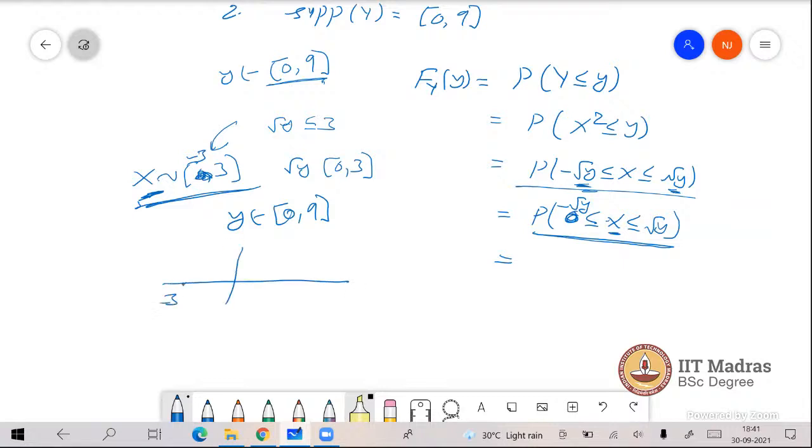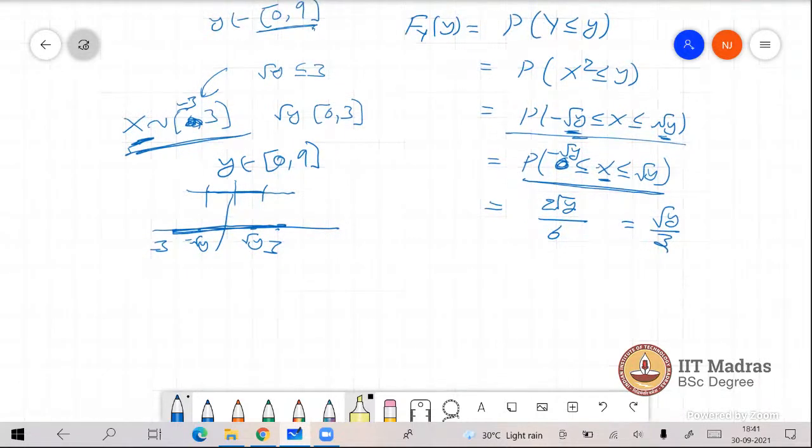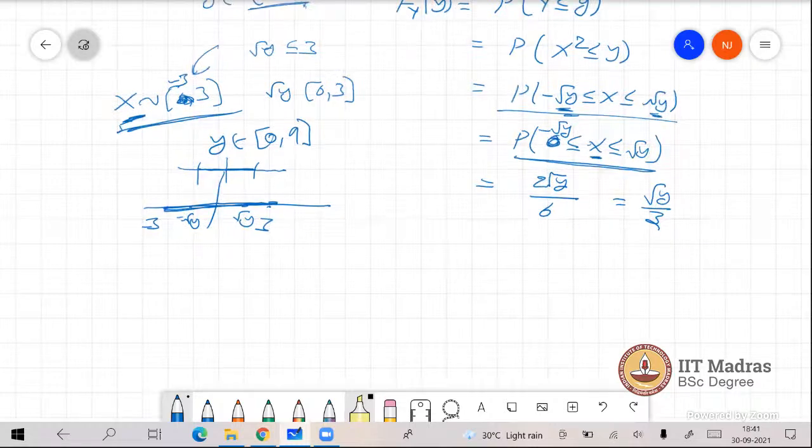Here it is minus 3, and this is your PDF curve, and somewhere root y here, minus root y here. So what is the length of this thing? 2 root y, right? And what is the total length? 6. So this will be root y by 3. Right? I'm done with this first case. Now look at the second case.